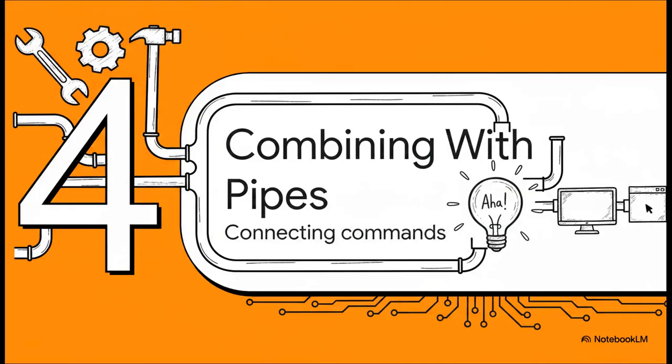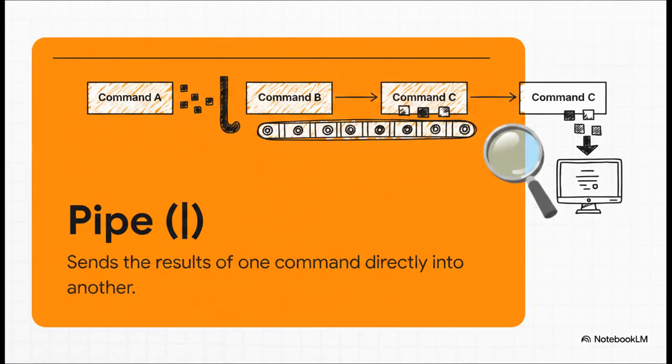Section 4. Combining commands with pipes. Let's see what happens when we start connecting these tools together. So, to connect commands, we use the pipe symbol, which is that straight vertical line character on your keyboard. In simple words, a pipe is exactly like a conveyor belt in a factory.